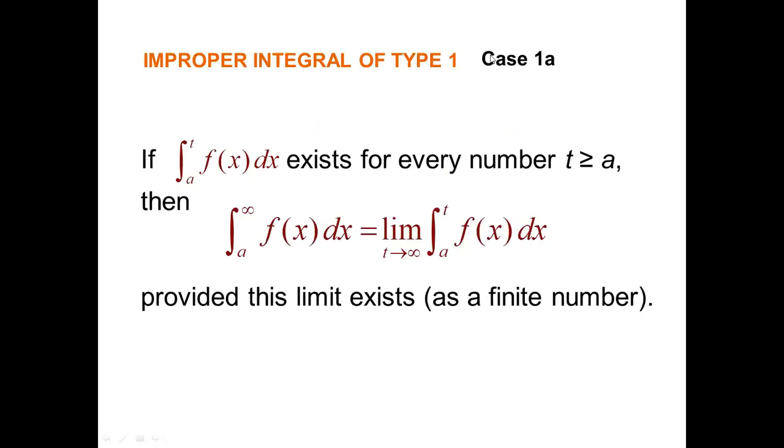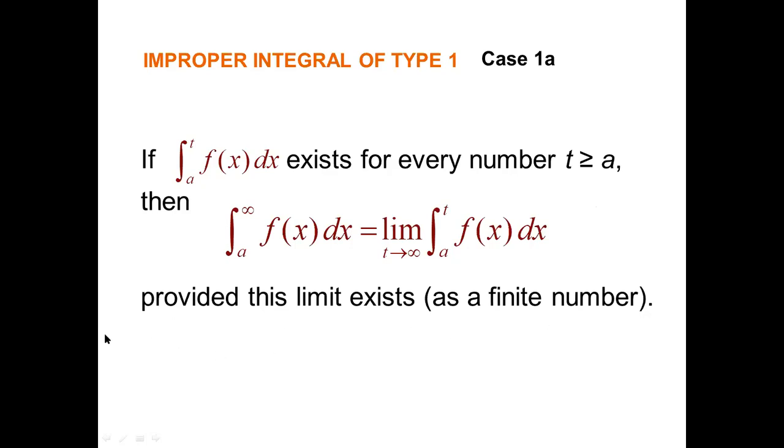Now, this is type 1, case 1a. If your integral having a limit of a to t exists for every number t which is equal or greater than a, then the integral of a to infinity is equivalent to this interpretation, the one that was provided to you a while ago, provided that this limit exists as a finite number.